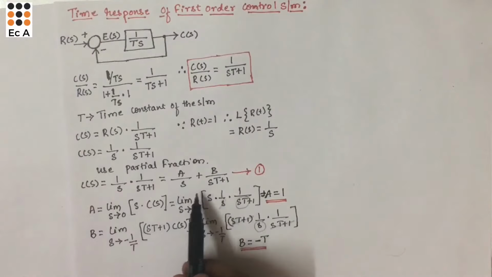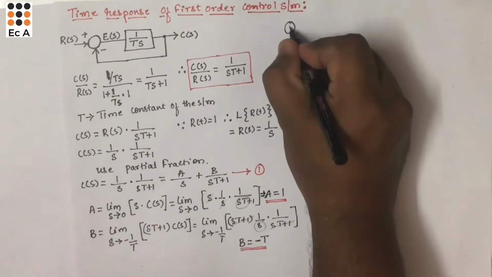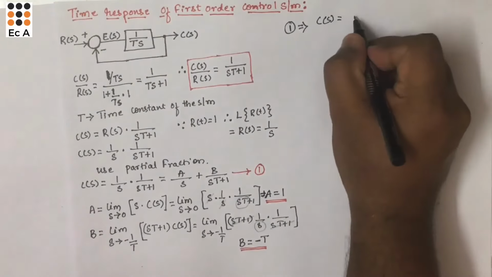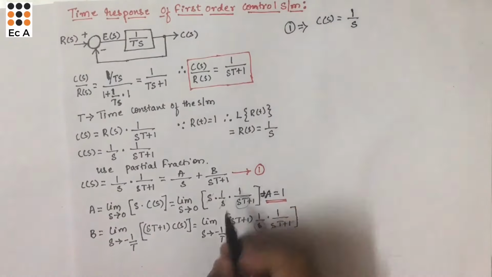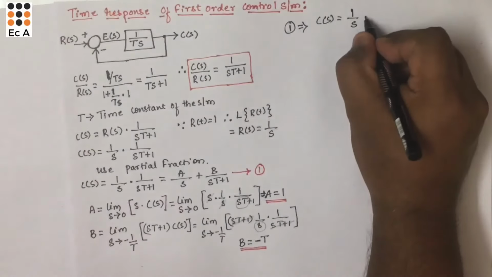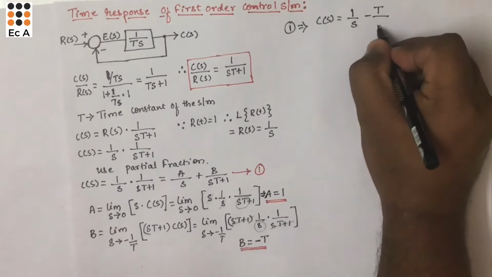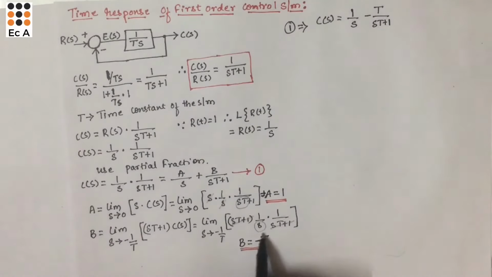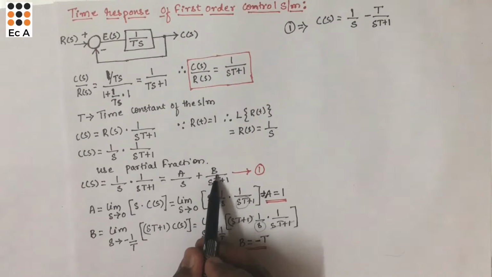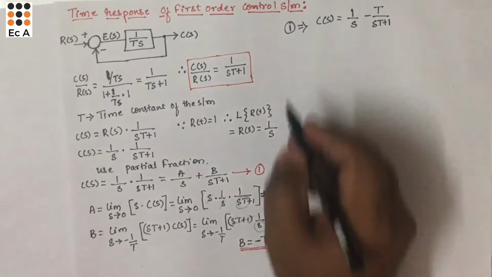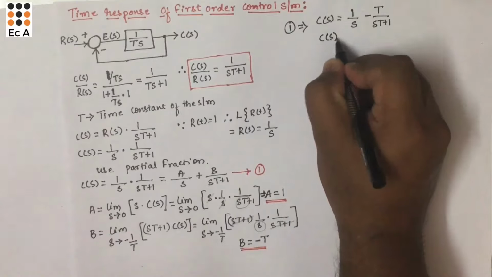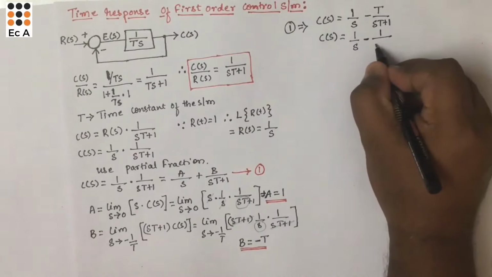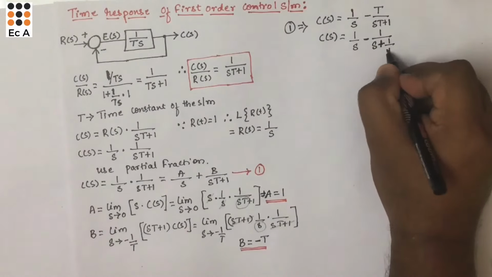We can substitute those values in equation 1. C(s) is equal to 1/s, because A is equal to 1, minus T divided by Ts + 1. So here B is minus T, and we have substituted that value in this equation. Now we can write this equation as C(s) = 1/s minus 1 divided by s + 1/T.